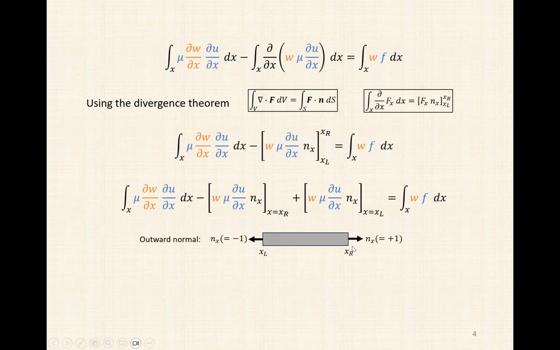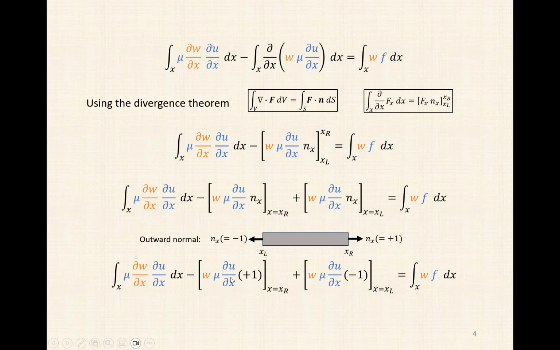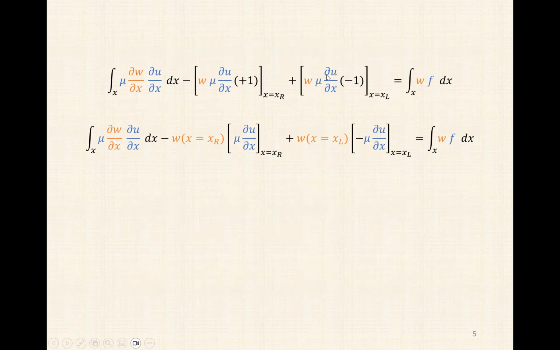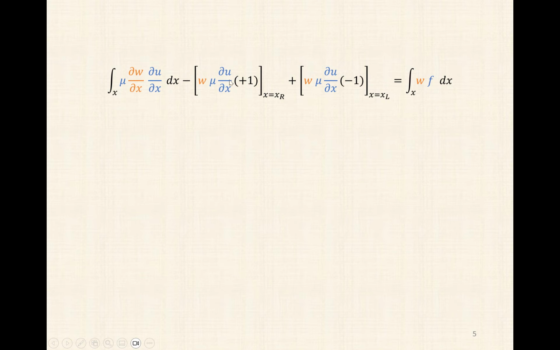Now we know for a fact the value of the outward pointing normal to the domain. These are the boundaries of the domain, x_l and x_r, and at the boundaries we know the value of the outward pointing normal. At the right end the outward pointing normal has a value of +1, and at the left end it has a value of -1. So we substitute n_x at both the right and left ends. Let's start from that point, after substituting the normal.